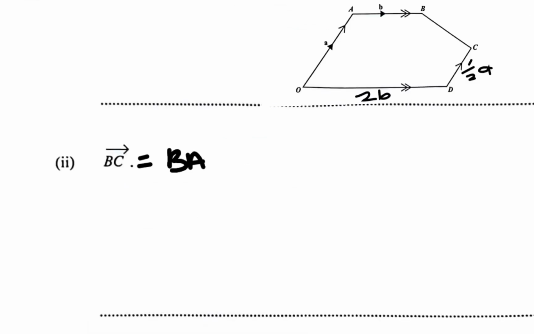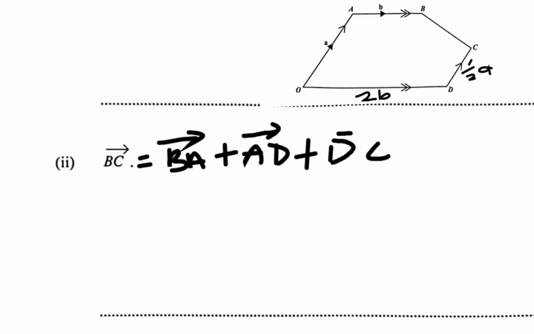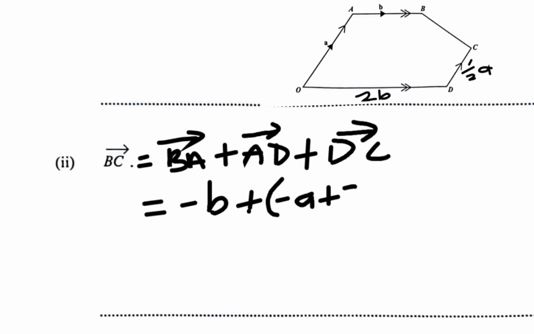DII is asking us to find the vector BC. So if we travel from B to A plus the vector A to D that we just calculated in the last part of the question, and then from D to C. Next we're going to fill in the values. So we know that from B to A will be minus B, the opposite of AB, and we know that AD was minus A plus 2B, and DC will be half A.